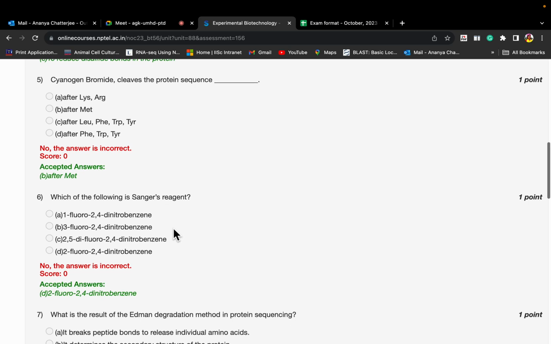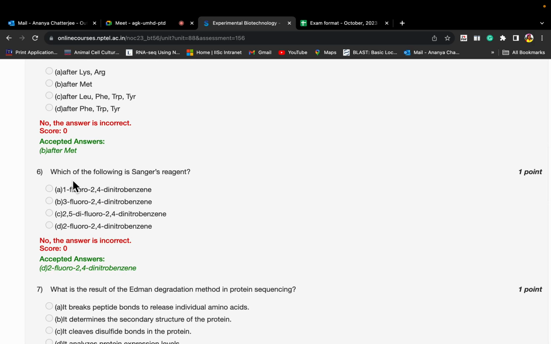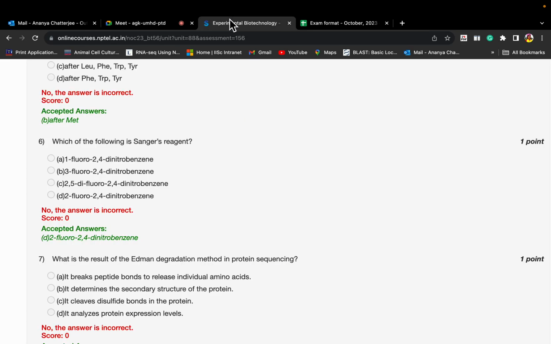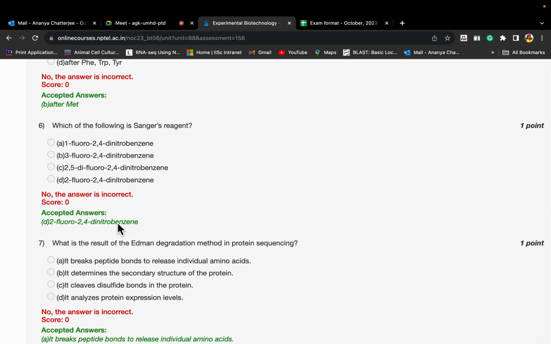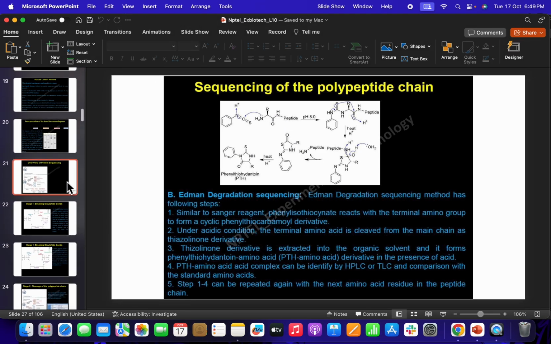Which of the following is Sanger's reagent? Options: 1-fluoro-2,4-dinitrobenzene, 3-fluoro-2,4-dinitrobenzene, 2,5-difluoro-2,4-dinitrobenzene, 2-fluoro-2,4-dinitrobenzene. So, the Sanger reagent's chemical name is 2-fluoro-2,4-dinitrobenzene. Okay, 2-fluoro-2,4-dinitrobenzene.